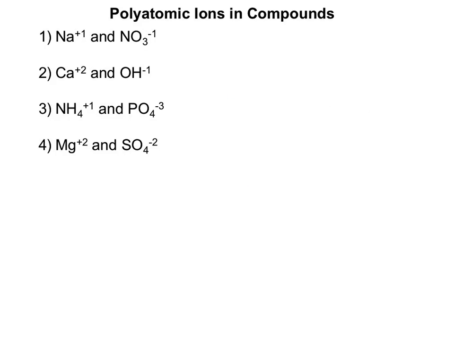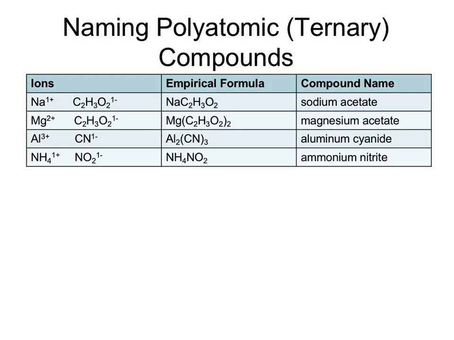Now, naming them, thankfully, guys, is actually pretty easy. All you have to do, just like we were naming before, is name the pieces. You don't even have to change the ending. All you got to do is name what the positive one is and what the negative one is. The positive ones are usually just a metal. The negative ones are usually the molecules. If you come across the molecule, you need to know the name of the molecule.